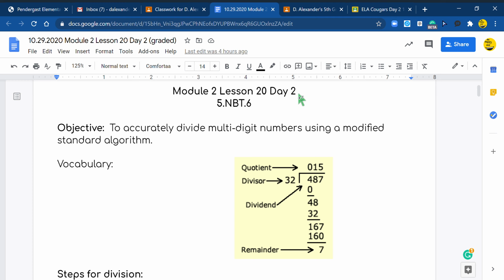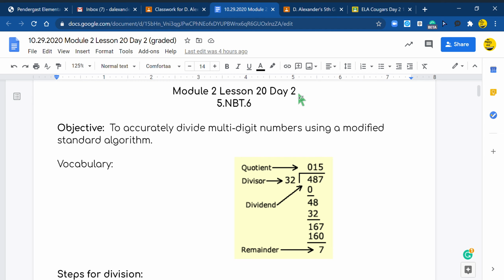Hey you guys, it's Mrs. Alexander, and today we're going to be accurately dividing multi-digit numbers using the modified standard algorithm. Remember, it's modified because we're using repeated addition to help us with our multiplication facts.